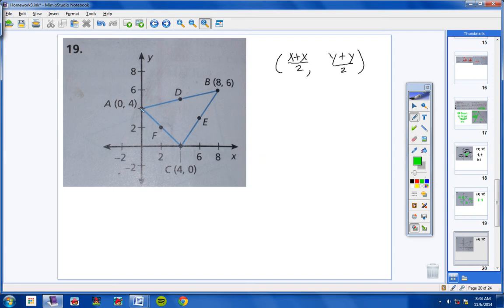Here we go. Here's letter A, letter B. Let's find this midpoint right here, okay? And here we go. We would have 0 plus 8 is 8 divided by 2. We would have 4 plus 6 is 10 divided by 2. So your answer would be 4 comma 5. 4 comma 5. Okay, so there we go.